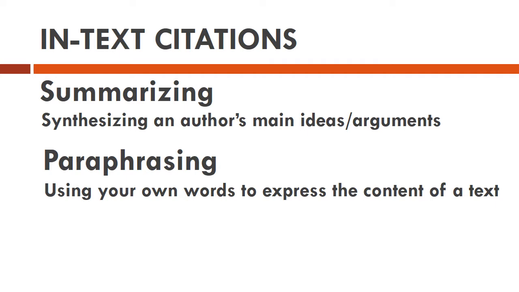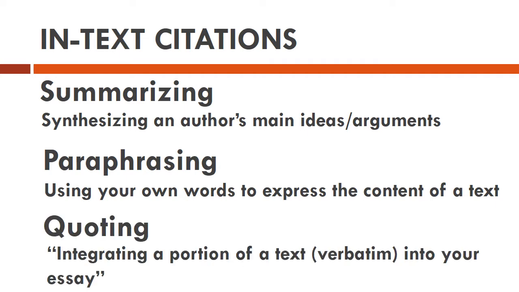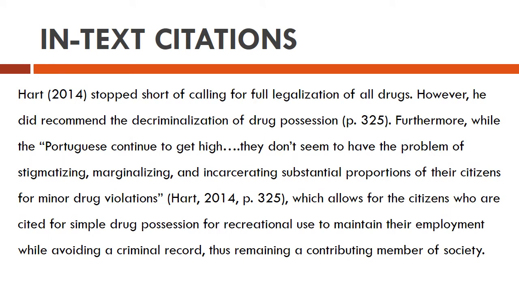It means saying something that you read in your own way. Finally, you can quote. Quoting is copying an author's words exactly into your paper and putting quotation marks around it. Summarizing and paraphrasing is using an author's ideas, and you do not use quotation marks. Quoting is using an author's words, and you must use quotation marks. Here is an example of a paragraph that someone wrote.